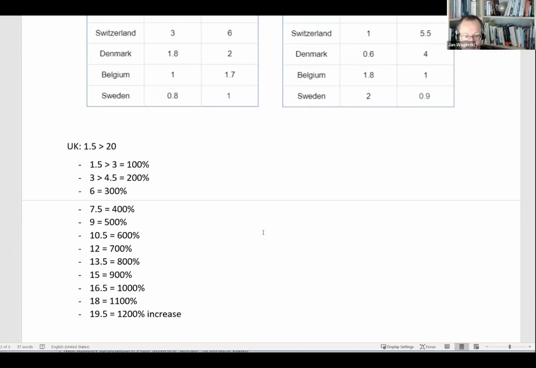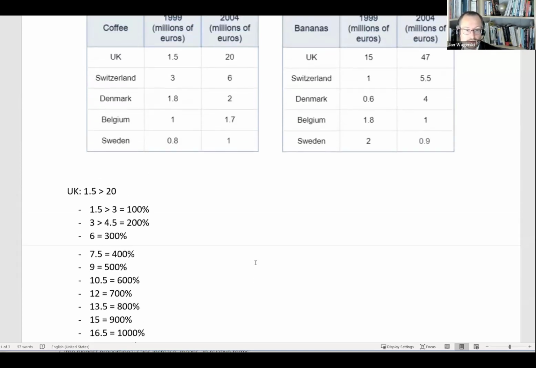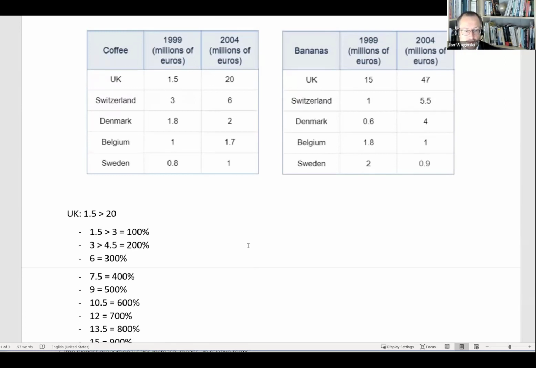Does that make sense? So it increased 12 times, a 1,200% increase. How about Switzerland? What kind of growth did it experience in terms of fair trade coffee sales? Doubled. So that's 100% growth. If something doubles, that is 100% increase.